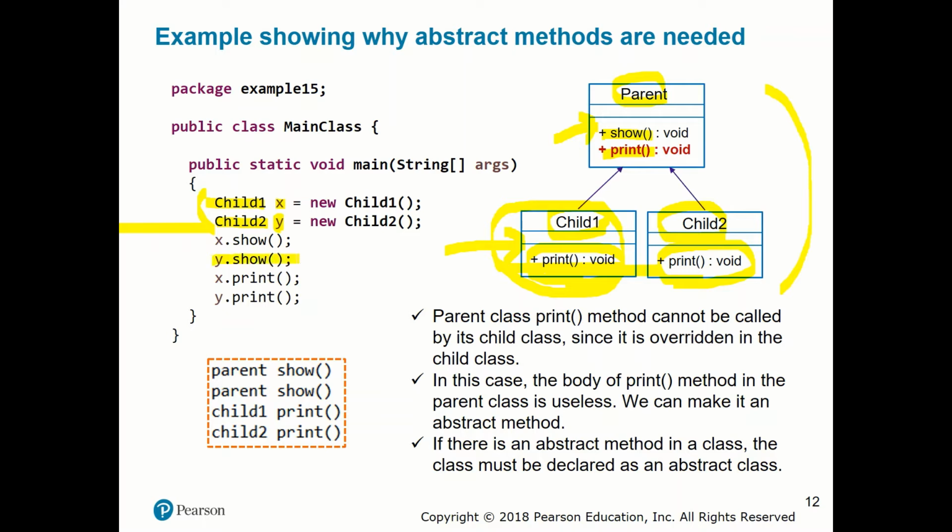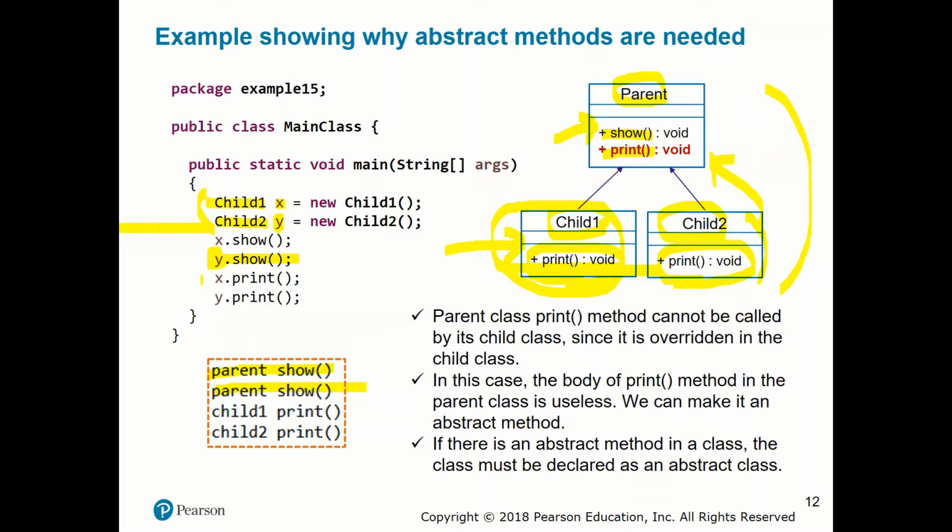Likewise, y.show, since y is a child 2 class object, y sees if there is a show method in the child 2 class. But there is no show method, then the object will look for the parent class. Okay, so there is a show method in the parent class. So here also the parent show method will be executed. Okay, so parent show is printed out like that.